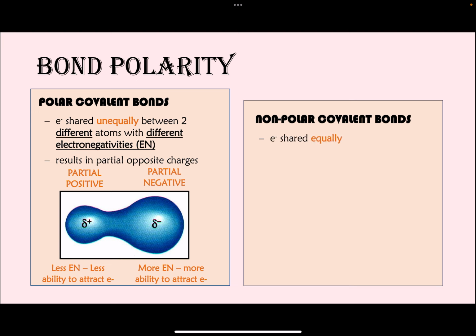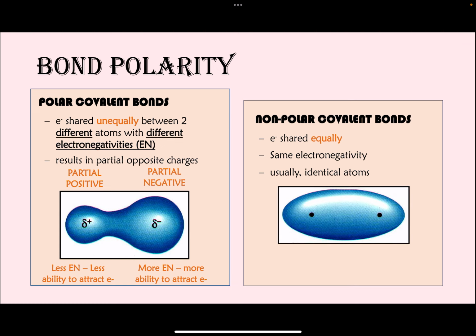However, if the electron is shared equally by both atoms, then we have what we call a non-polar covalent bond. So this is when you have the same or similar electronegativity. Normally this happens when you have identical atoms. So there's somewhat of an equal distribution of the electron. So bond polarity depends on the difference in electronegativity.